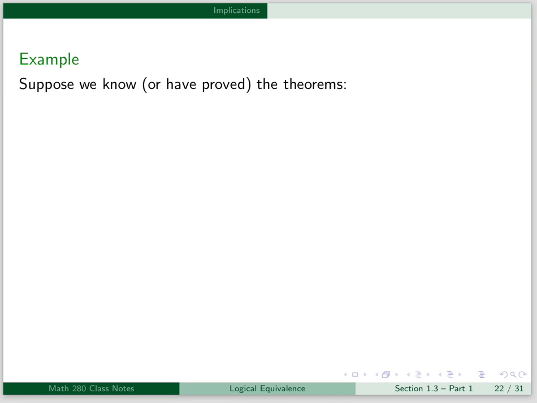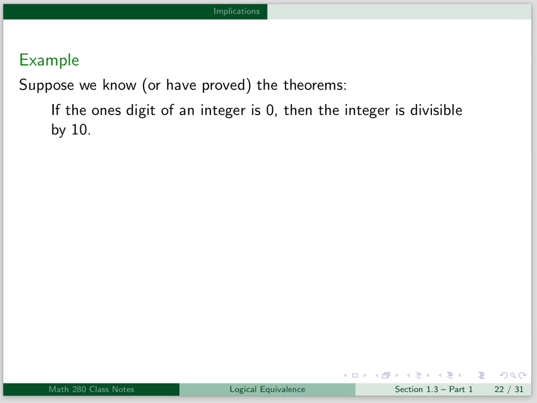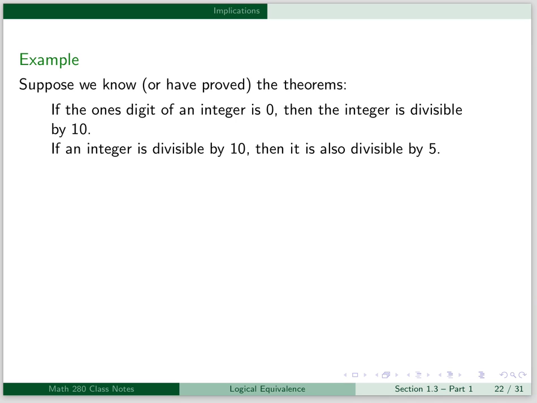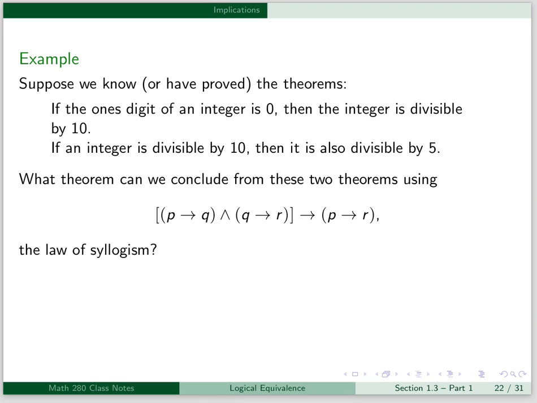Suppose we know or have proved the theorems: if the ones digit of an integer is 0, then the integer is divisible by 10. And if an integer is divisible by 10, then it is also divisible by 5. What theorem can we conclude from these two theorems using the law of syllogism?